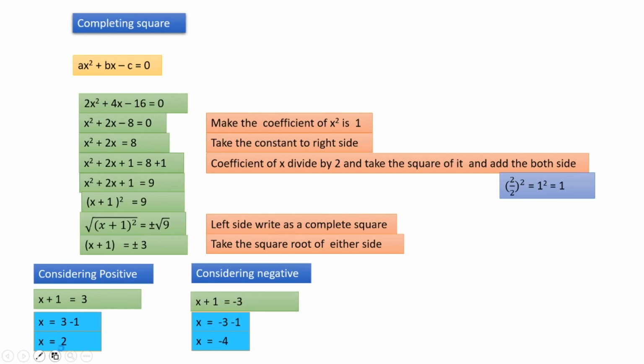If I consider minus 3, here you can see x plus 1 equals minus 3. So x equals minus 3 minus 1, then x equals minus 4. So these are the two answers for this equation.